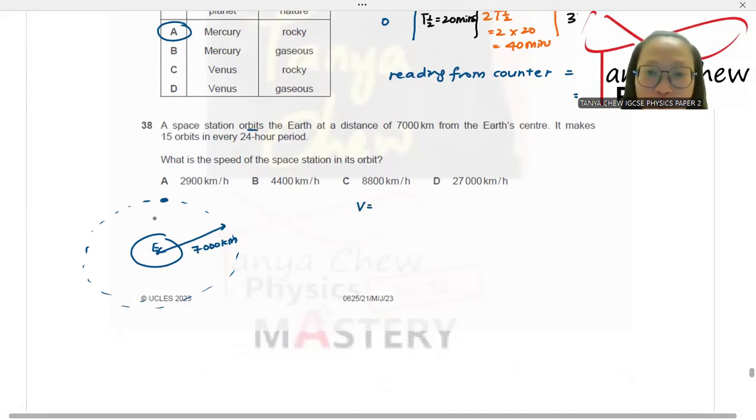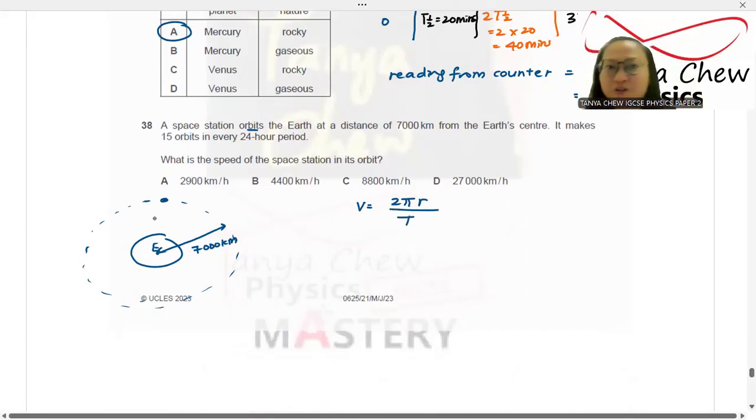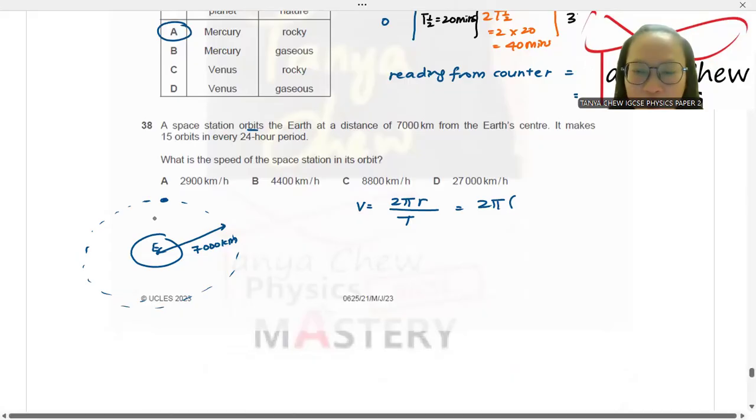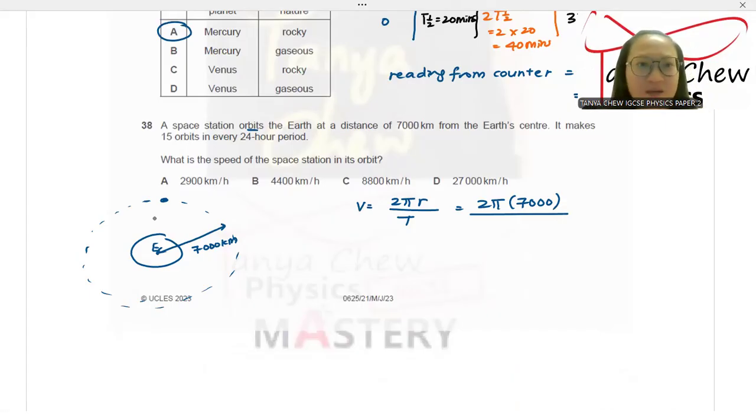Orbital speed is equal to 2 pi r over t. Now, r is not the radius of the Earth. You have to be extra careful. r is called the radius of the orbit. Right, so 2 pi, the radius of the orbit is 7,000, but I'm not going to change the kilometer to meter because the speed is measured in kilometers. But this space station makes 15 orbits in 24 hours. I only want one orbit because T represents the period. Period represents the time taken for one full orbit.